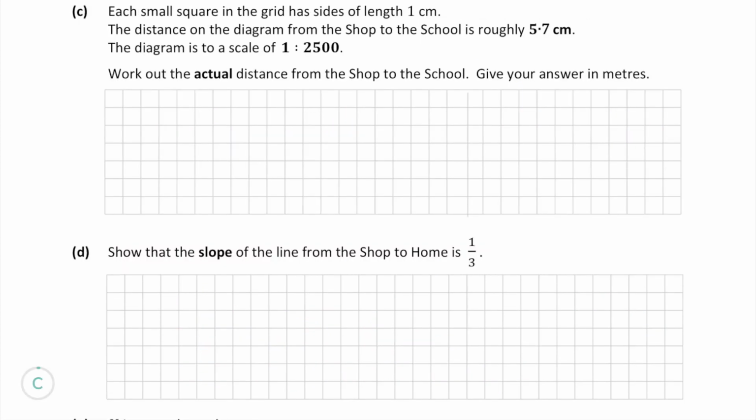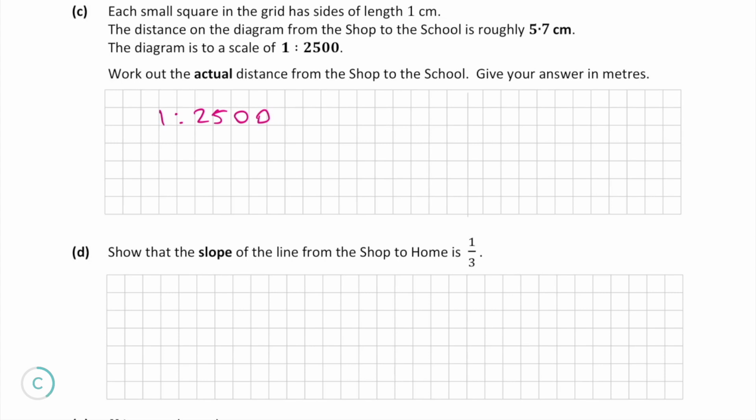In part C, we're told that each small square in the grid has sides of length 1 centimeter. We're then told that the distance on the diagram from the shop to the school is roughly 5.7 centimeters, and this is to a scale of 1 is to 2,500. So we have to work out the actual distance from the shop to the school. So that's a lot of information, so let's break it down bit by bit.